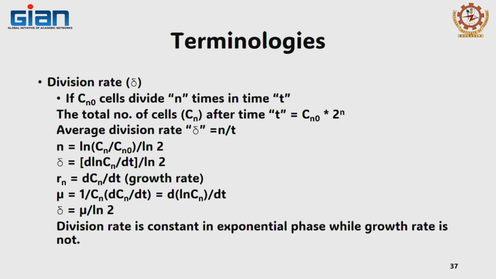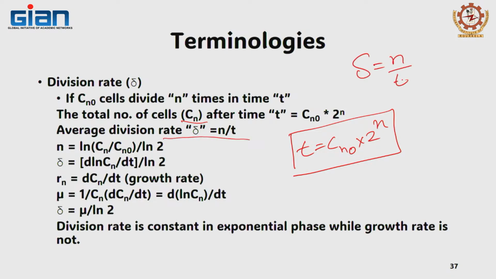There is another terminology which is your division rate. Now, we all understand, if let us say a particular cell is going to divide into 2 at a time, right. So, if let us say C naught is your cells dividing n times in time t, the total number of cells C n after time t would be, so your average division rate delta is your n over t. Now, this is the equation that comes from the average division rate.